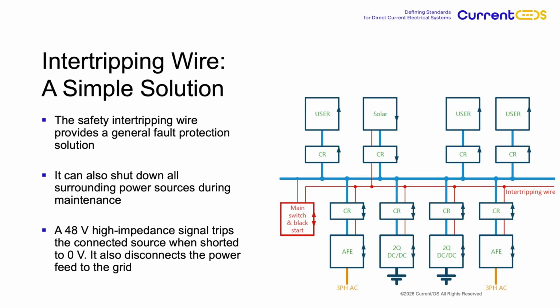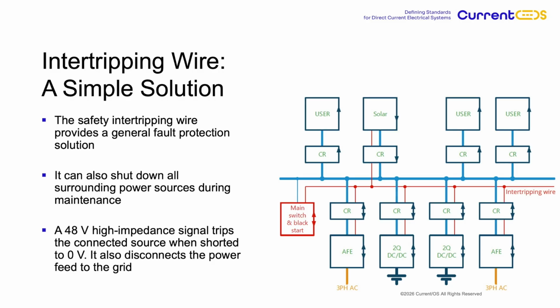Currently, in traditional setups, there is often only a single source, the public grid. Cutting all power simply involves tripping the main breaker. However, in tomorrow's multi-source buildings, power sources could be scattered throughout the structure. To intervene safely, it will be crucial to ensure that all power within a specific area is disconnected. The intertripping wire provides this assurance. Short-circuiting the wire to 0 volts in any location shuts down all sources in the surrounding zone.